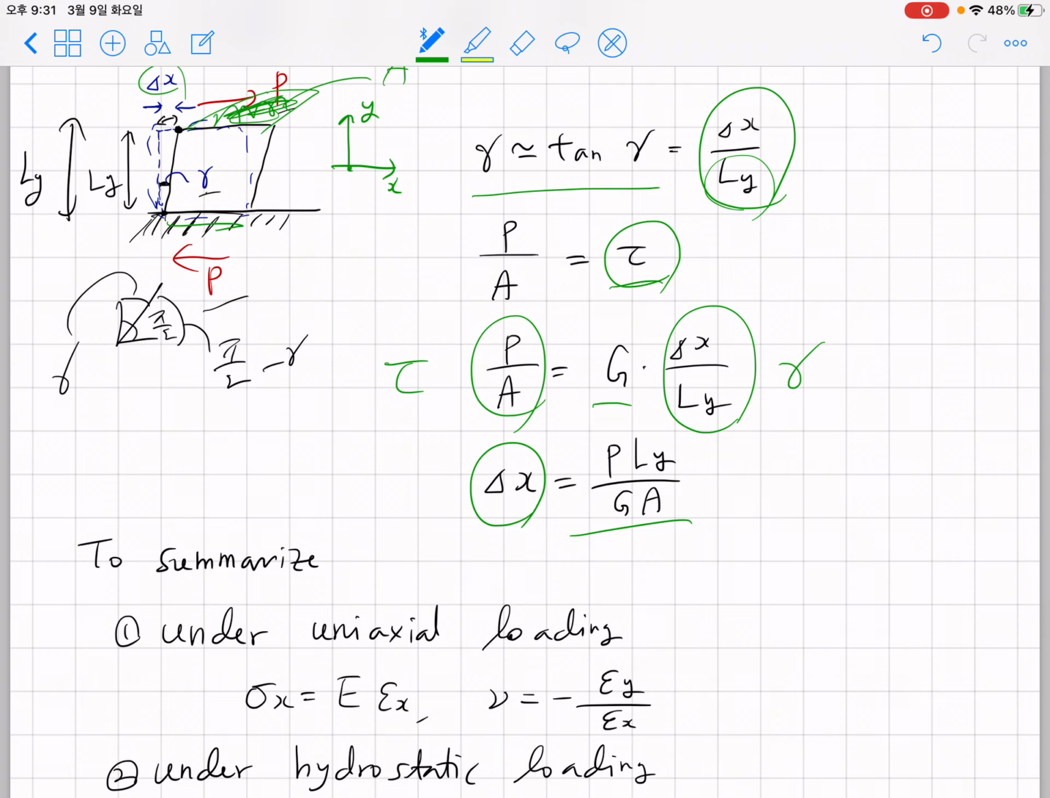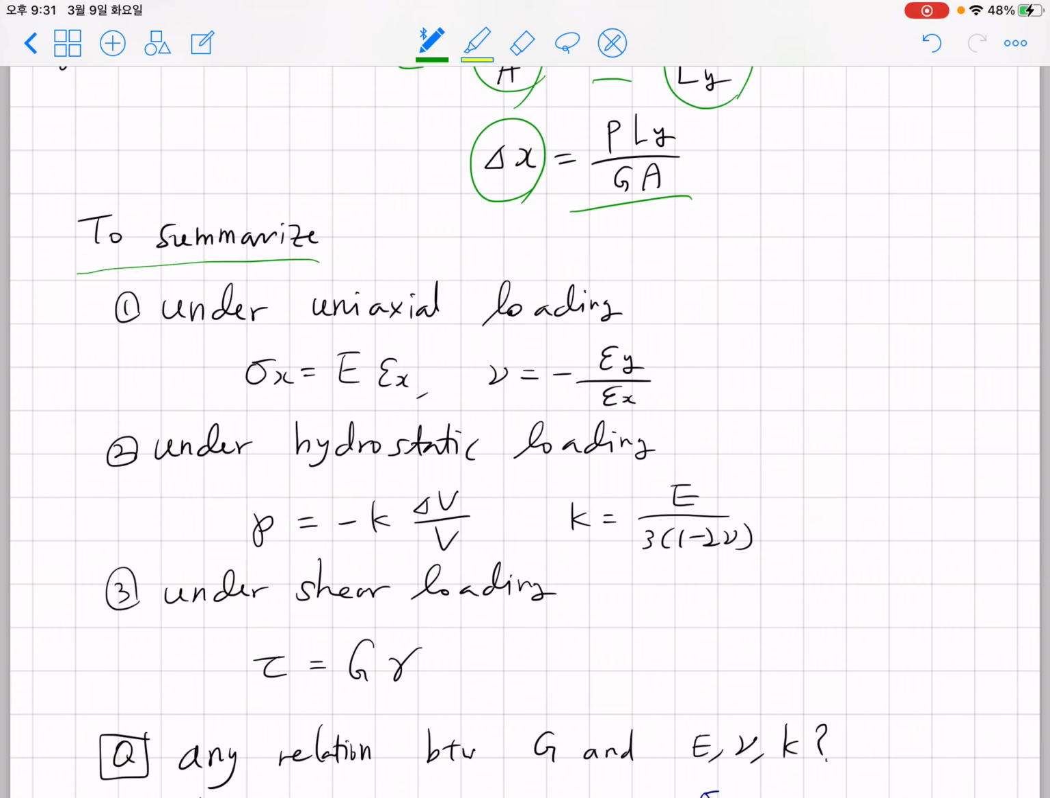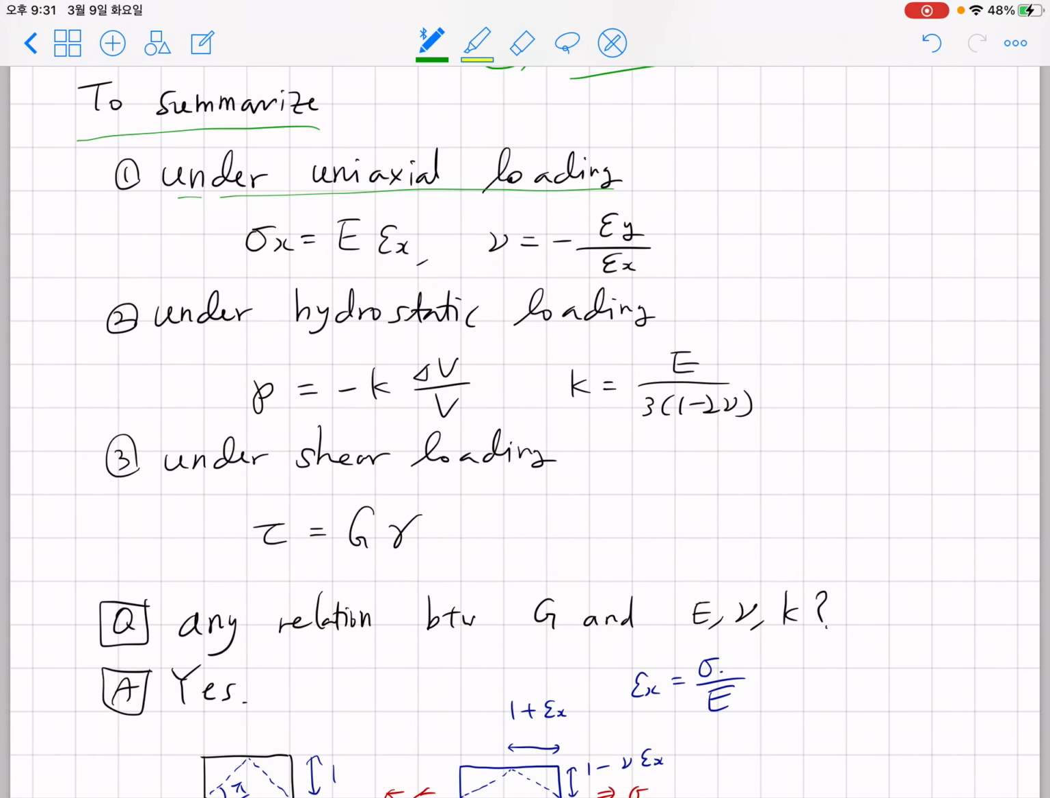This is how you utilize shear modulus to obtain the deformation of material under shear. To summarize, under uniaxial loading, you can make a relationship between sigma x and epsilon x using Young's modulus, and the relationship between axial direction and lateral direction strain can be characterized by Poisson ratio nu.